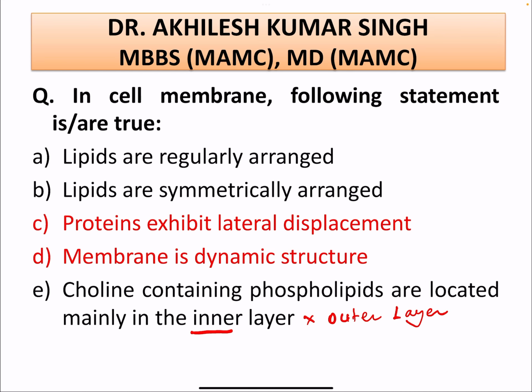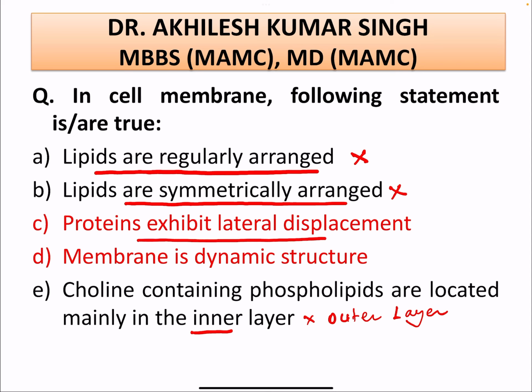So in this question, option A, lipids are regularly arranged, is wrong. They are not regularly arranged. Lipids being symmetrically arranged is again wrong because they are asymmetrically arranged. Option C, proteins exhibit lateral displacement, yes, it is correct. Membrane is a dynamic structure, yes, it is also correct. And choline containing phospholipids located in the inner layer is wrong because they are located in the outer layer. So options C and D, these two options, are correct in this question.